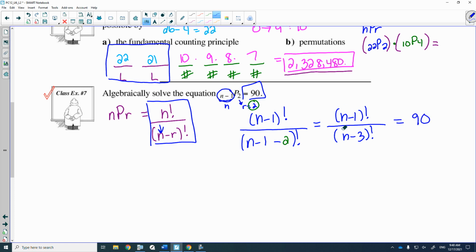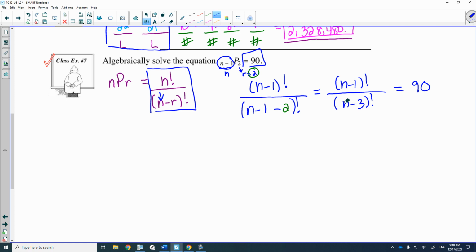I'm going to clean this up. So what we want to do is simplify this. Unzip your larger factorial until we're able to cancel. My larger factorial is n minus 1, and I'm going to unzip it until I have n minus 3. So unzipping n minus 1 would be n minus 1, n minus 2, n minus 3.